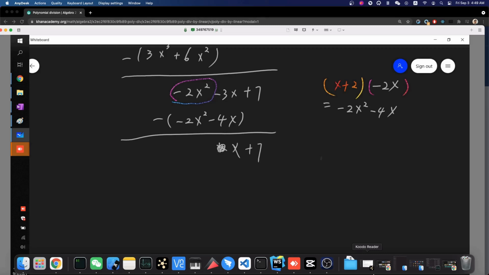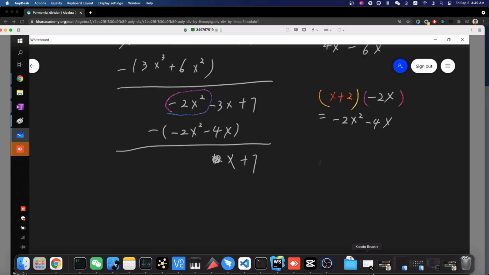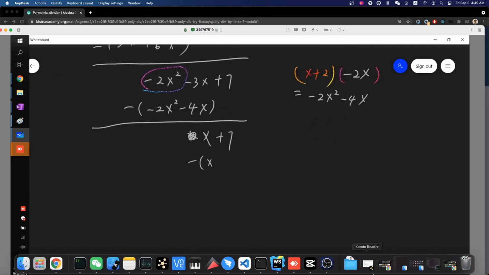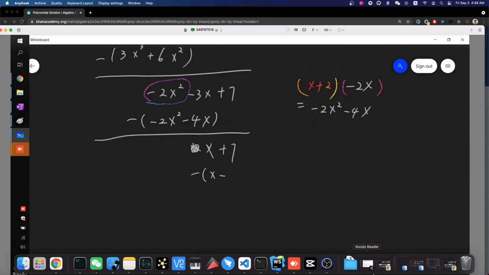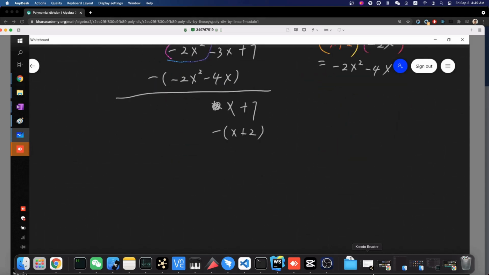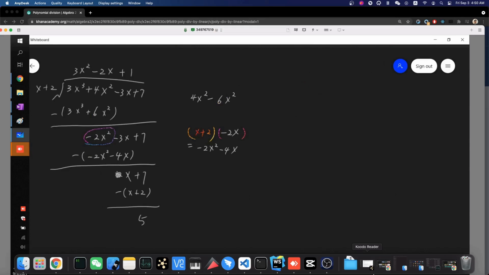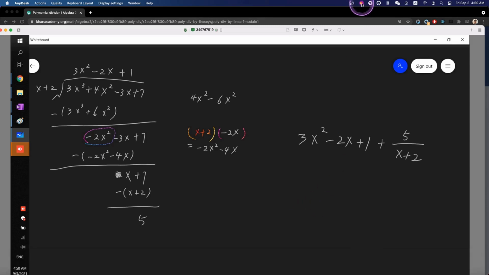So in the end, we got something like this, x plus 7. For now, I'm pretty sure what I want to do, I just want to add plus 1. In that case, we would just subtract x plus 2. Okay, for now, the x was cancelled out. Then 7 minus 2 would be just equal to 5. So in the end, I just want to give you the final result, which is 3x squared minus 2x plus 1 and plus 5 over x plus 2. This is the final answer that I think is correct.